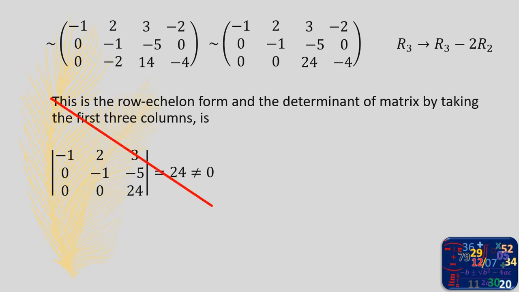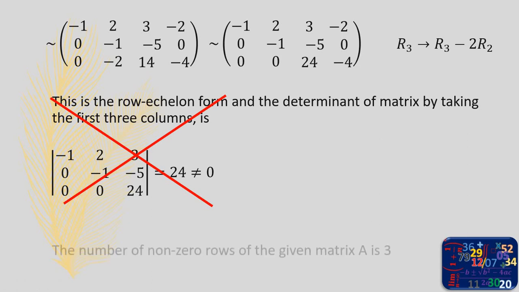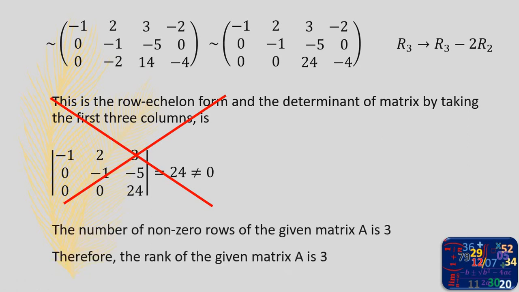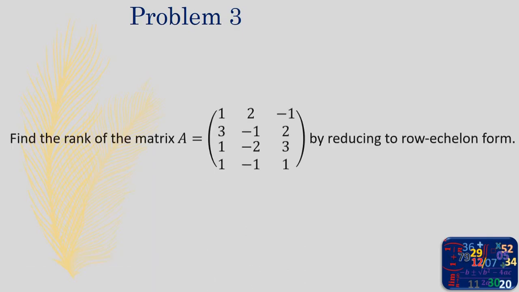But I don't know why I am doing all these things. This is not at all required. Why? Because this is already in row echelon form. If this is in row echelon form, then I just want to check the number of non-zero rows. The first one is non-zero obviously. The second one is also non-zero because non-zero values are there. The third row is also a non-zero row. And hence all the 3 rows are non-zero rows, and that is the reason the rank of this matrix is 3.